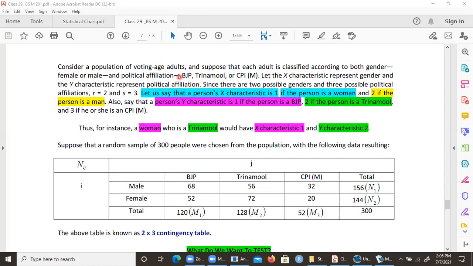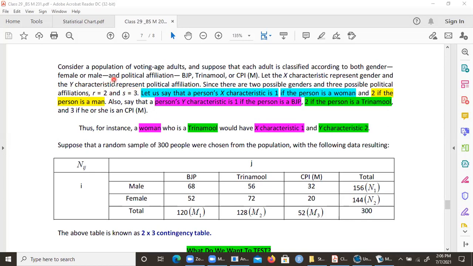So I have used the following names, which are in vogue nowadays: BJP, Trinamool, and CPIM. The adults who are going to vote are politically affiliated to one of these three parties. Let capital X be the characteristic representing gender and Y be the characteristic representing political affiliation. So these are the two random variables. Since there are two possible genders and three possible political affiliations, we consider the two variables R and S.